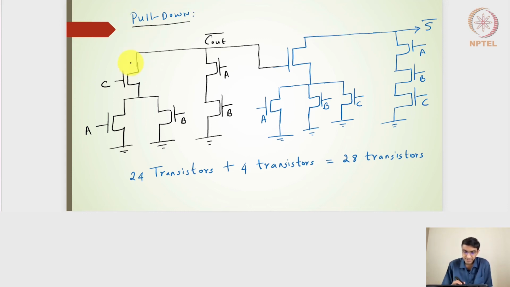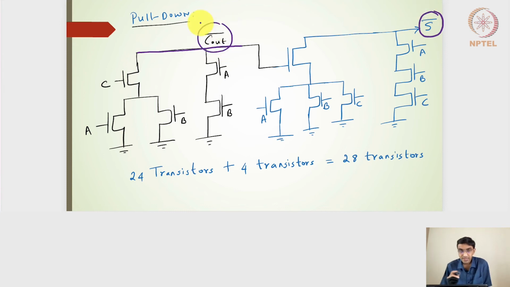On the pull down side, as we said, C transistors in parallel with A and B, and here the A and B will be in series. It will get connected to the C out, and this particular line will be C out bar. The C out bar will go to a transistor which will be in series with the 3 ABC transistors in parallel, and this will go in parallel with A, B, and C, which will be in series. Right, so I'll be able to generate sum bar, and I'll be able to generate the C out bar.